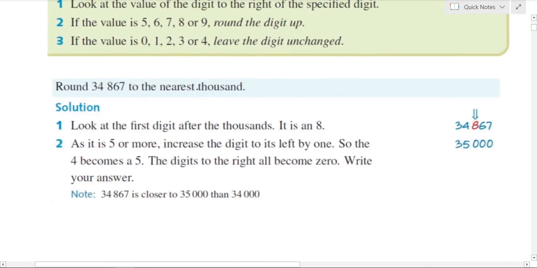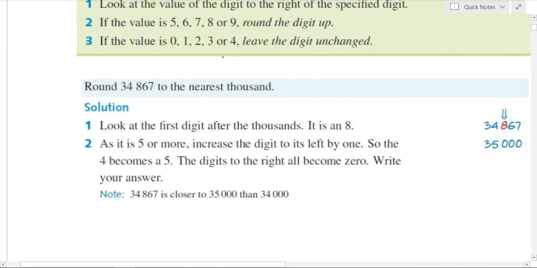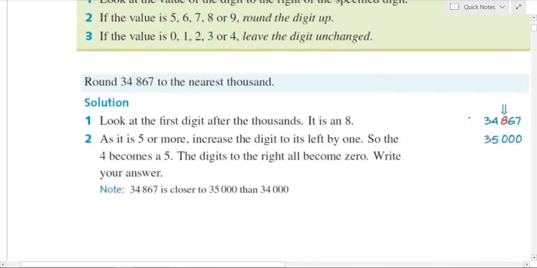So look for the first digit after the thousands. In this case it's an 8. That means this 8 is going to affect what happens to that 4. You can see in this example that the 8 changes the 4 to a 5, so you get 35,000. Notice as well that the rest of the values now become 0, because the main thing I want to focus on is the thousands section. So rounding is basically just trying to represent the numbers more simply, so it's easier to look at.